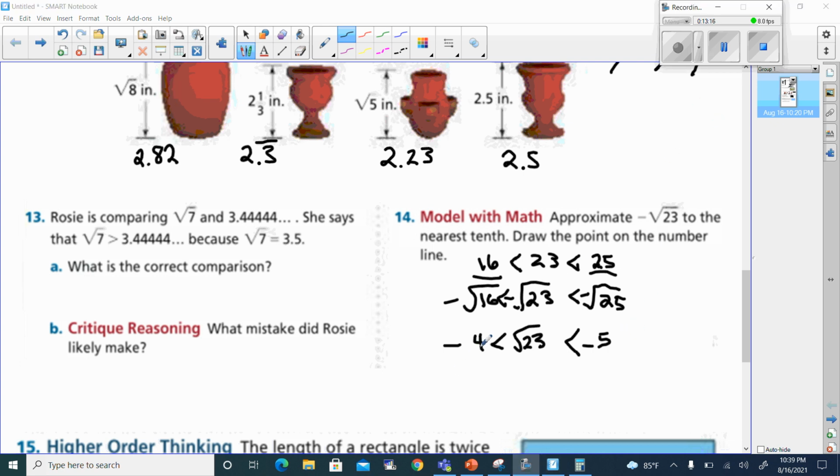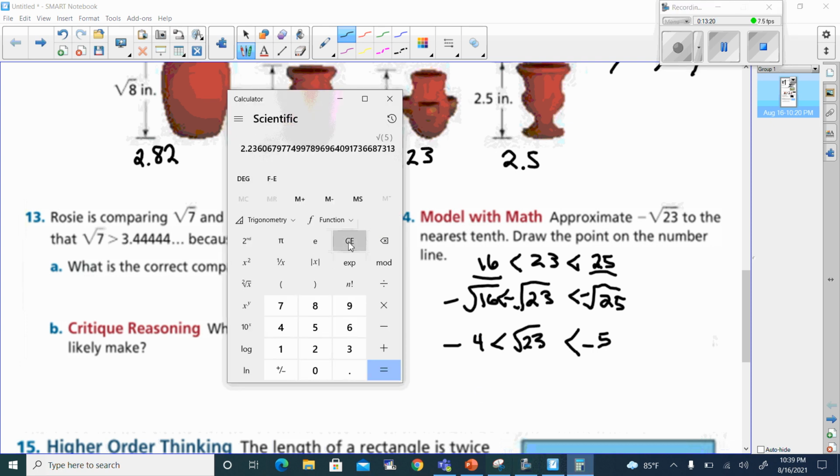Why don't we start in the middle with like a negative 4.5 and see where that gets us. Let's see. 4.5 squared would give us 20.25. That's not quite 23. Let's go up to 4.6 now. 4.6 squared would give us 21.16. That's getting closer, but not quite 23. So let's try 4.7. That gets us 22.09, getting closer. Let's try 4.8 now. That's 23.04.